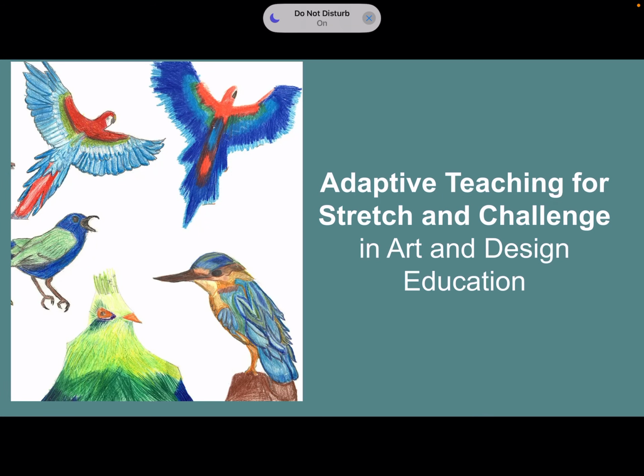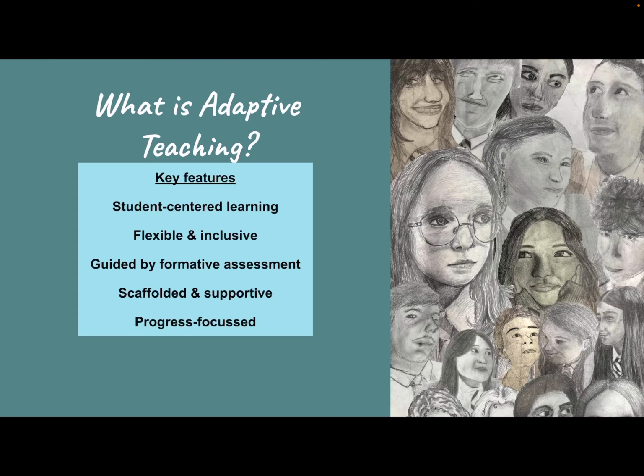This assignment looks at how adaptive teaching helps provide stretch and challenge in arts and design education. First, I explain what adaptive teaching is, share some ideas, and describe why it's important in the classroom. I also talk about common challenges teachers face and ways they can help students grow. And then I describe how these ideas were used in my placements and supporting students, and finally I reflect on how the theory connects with what I saw and practiced.